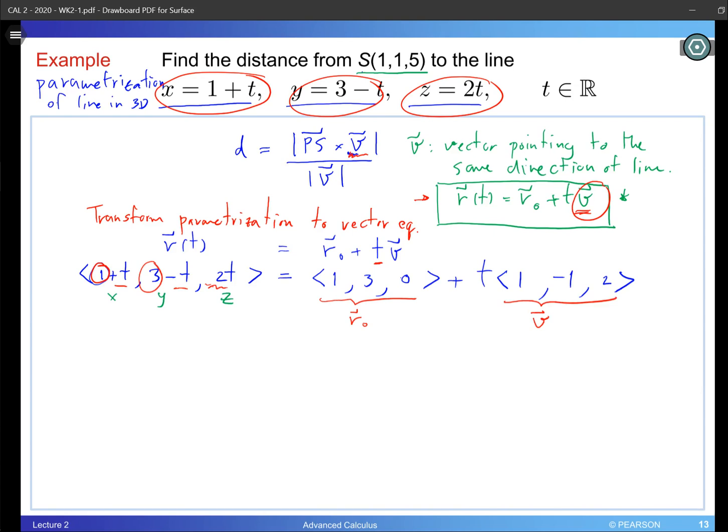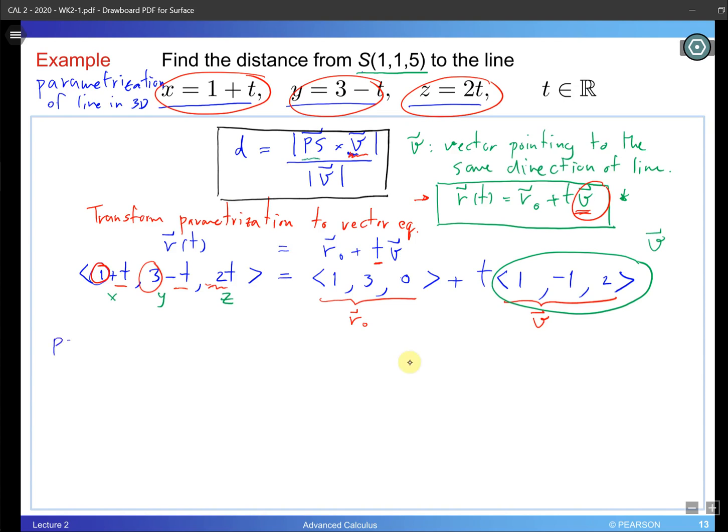Okay. So you can try to multiply t in and add them together. It's going to come out to be the same. Right? Now that we know vector v, let's try to find the next term we need. This vector v is already ready for us. Now we have this formula right here, and the next one we are supposed to find is vector PS.